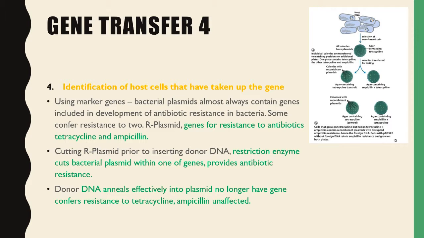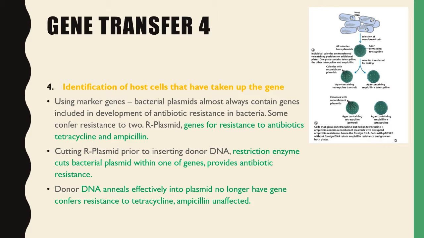If you cut the R plasmid prior to inserting the donor DNA, the restriction enzyme will cut the bacterial plasmid within one of these genes, which would otherwise provide antibiotic resistance. The donor DNA will then insert into the plasmid, which will no longer have the gene to confer resistance to tetracycline, and ampicillin resistance will be unaffected. There's a wee diagram up the top to take you through that.